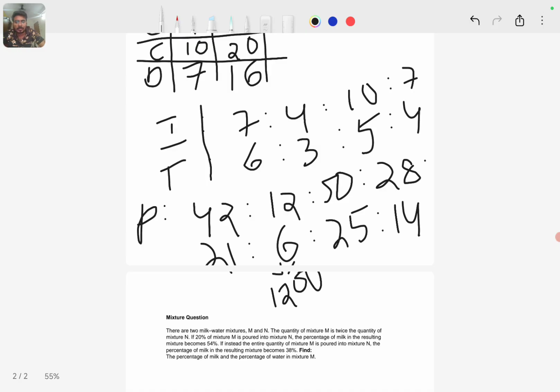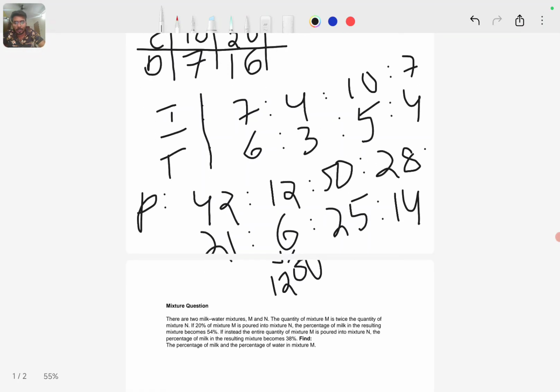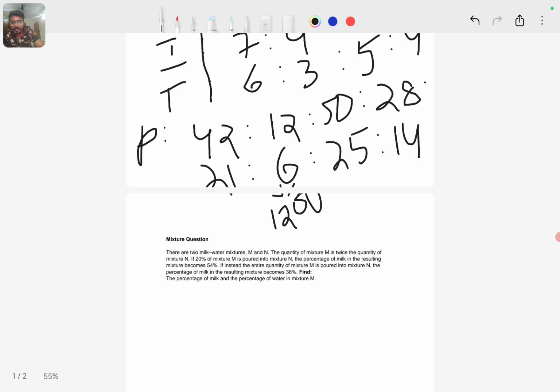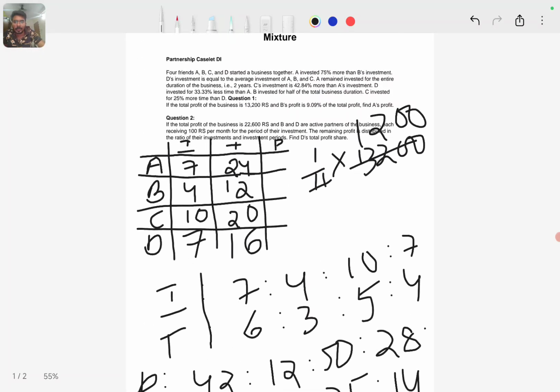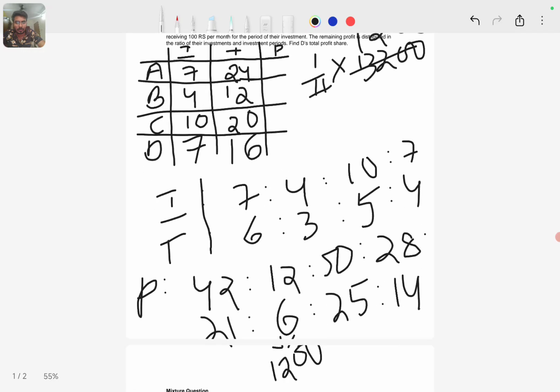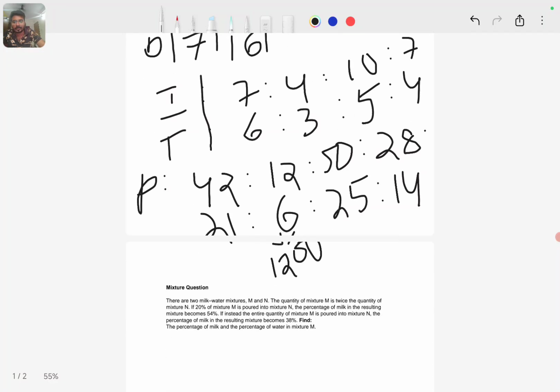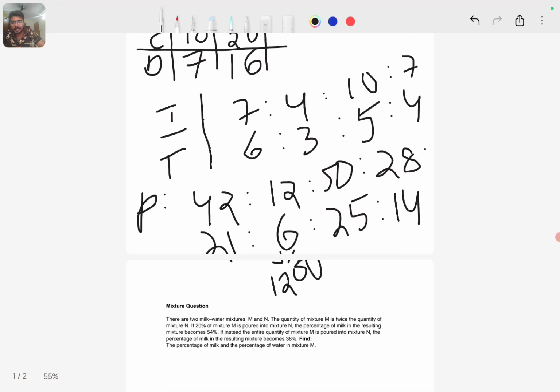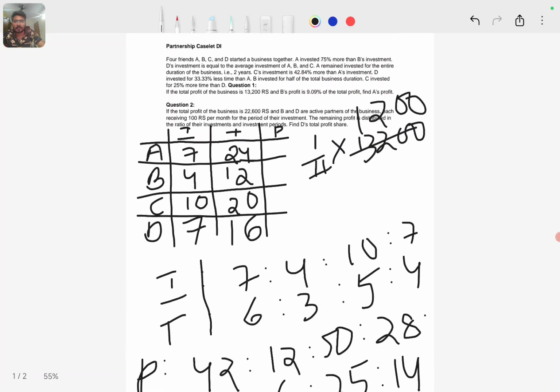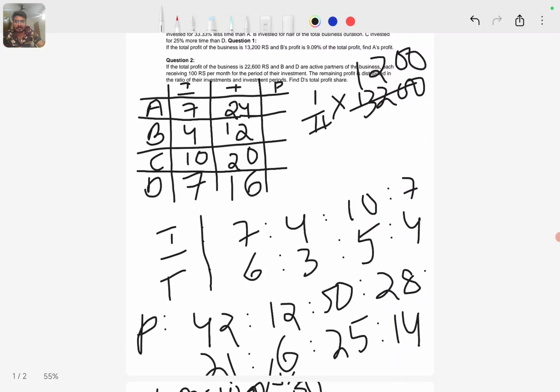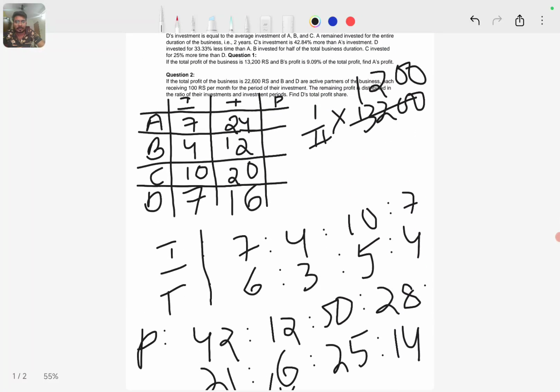B's profit is 1200. 6 units is 1200, which means 1 unit is 200. So one part of profit is equal to 200 rupees. It is asking to find A's profit. A's profit units are 21, so 21 into 200 is equal to 4200. So A's profit is 4200. This is the first question.